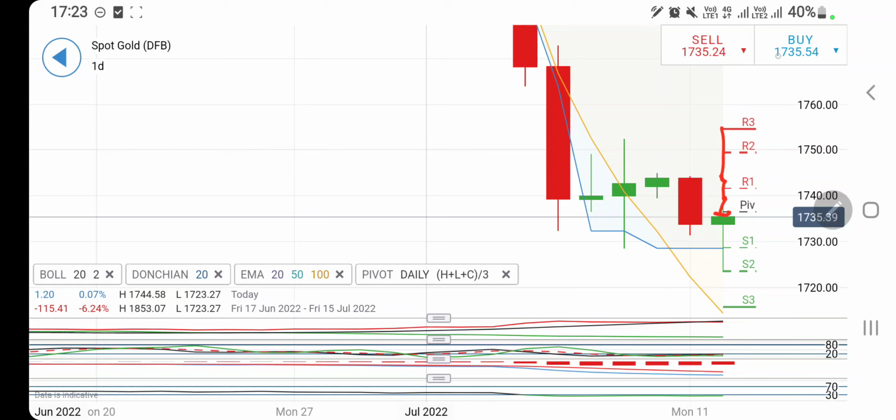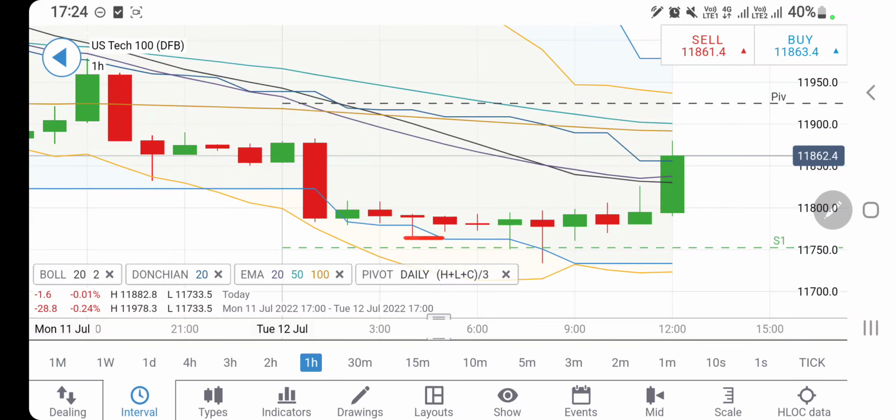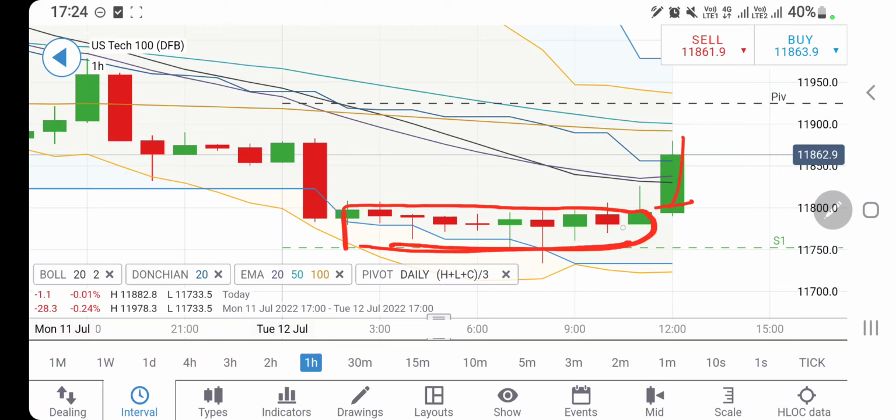Now let's have a look at Nasdaq 100 on the hourly charts. Coming out of this consolidation zone, it is trying to give you a breakout. I told you in the morning 11750, be watchful of this. 11750 again provided it a support. It is trying to rise here, it is trying to create the symmetry. The resistance there at 11880 is strong.